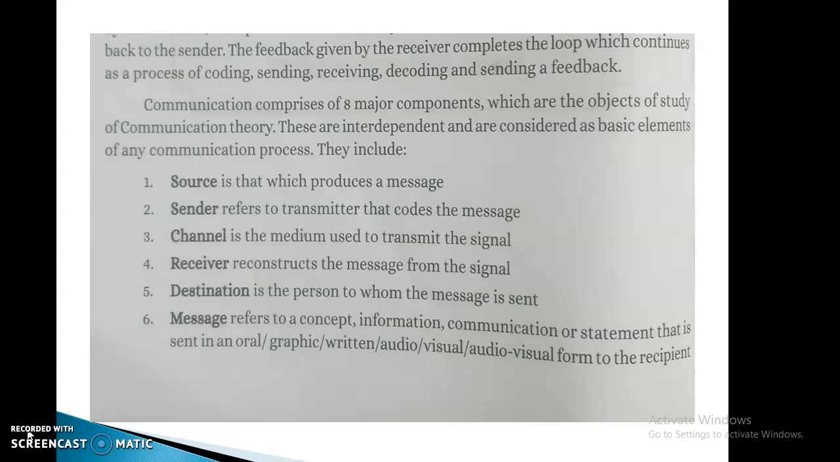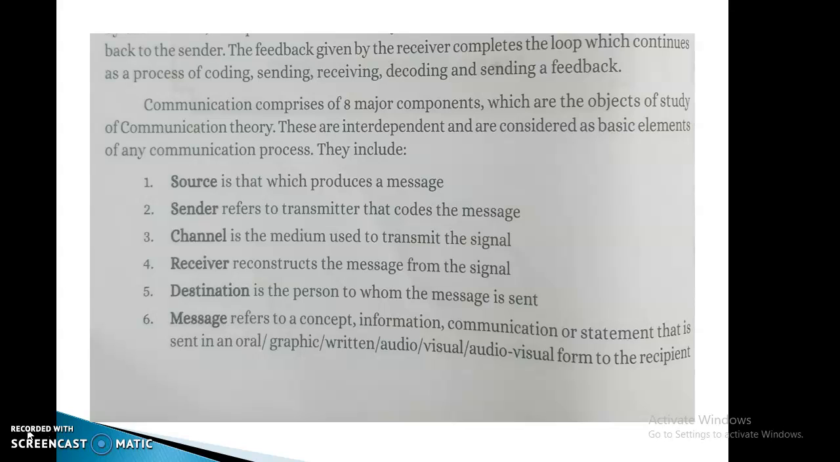Next component is receiver. Reconstructs the message from the signal. So what does the receiver do? The receiver decodes or understands the message that is sent by the sender. Next is destination. Is the person to whom the message is sent. Destination means the place to which someone or something is going or being sent. So in the case of communication, destination is what? It is the person to whom the message is sent.